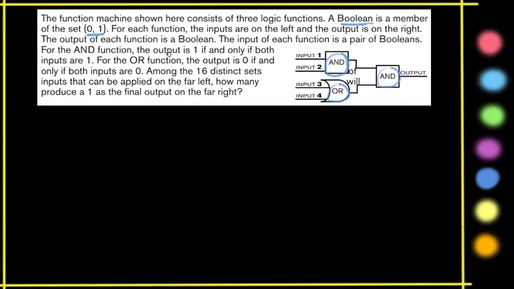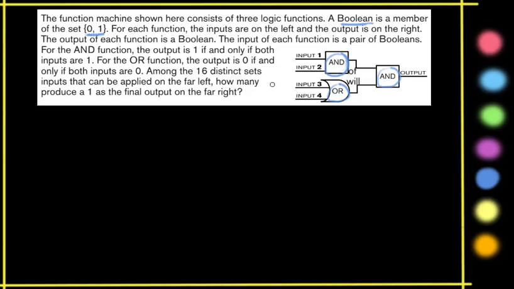For the AND function, the output is 1 if and only if both inputs are 1. So that's why they call it AND, because you have to have this one be a 1 and this one be a 1 in order for this one to be a 1. And then for the OR function, the output is 0 if and only if both inputs are 0. So you have to have a 0 and a 0 in order to get a 0 out here, because if this one is a 1, then one of them is a 1, so it'll spit out 1. And if this one is a 1, also one of them is a 1, so it'll spit out 1. And if both of them are 1, at least one of them is a 1, so it'll spit out 1. So this is just saying, is either one a 1? And this one is saying, are they both a 1?